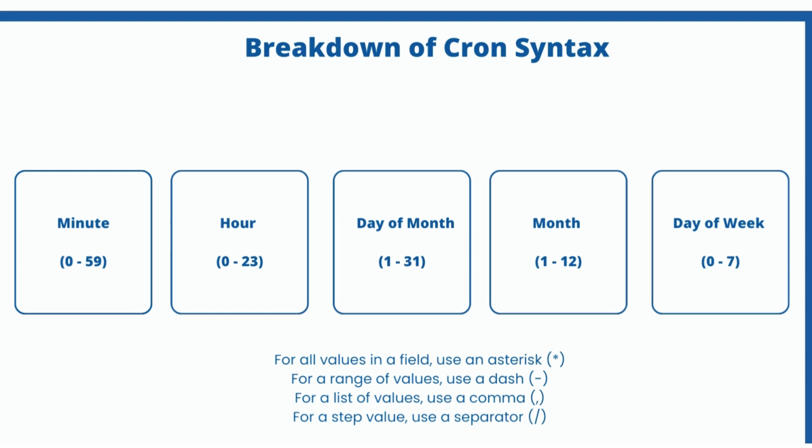We also have special characters: the asterisk captures all values, the dash is for a range of values, the comma is for a list, and the slash is for a stepwise increment. But all of this will make sense once we start going through the examples. So let's get started.